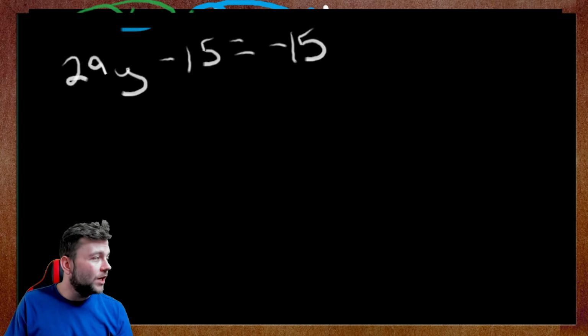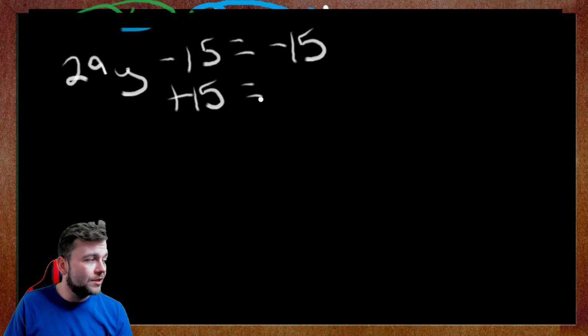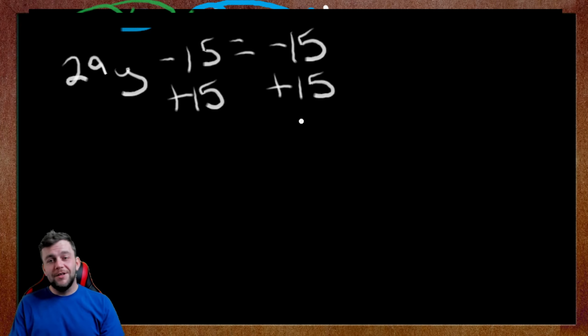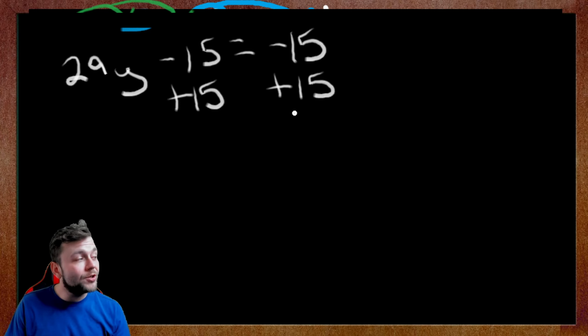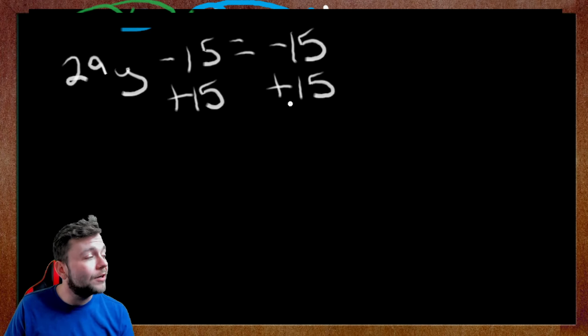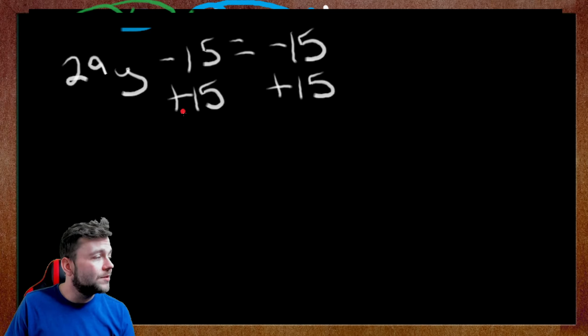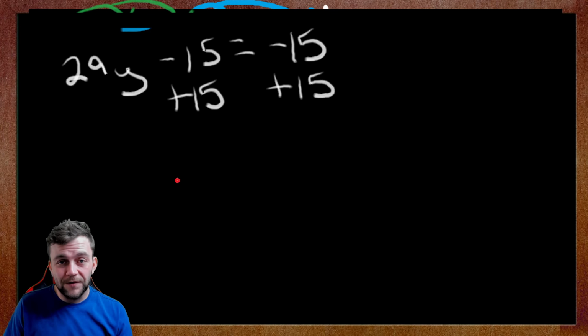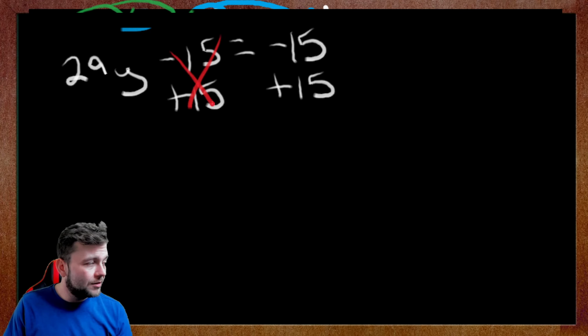So what do we do next? We add 15. Inverse operations. I don't need to put that, so then we add 15. Hey, check it out. We have some issues that's about to pop off here. What happens? Negative 15 plus 15 goes to 0. Okay?